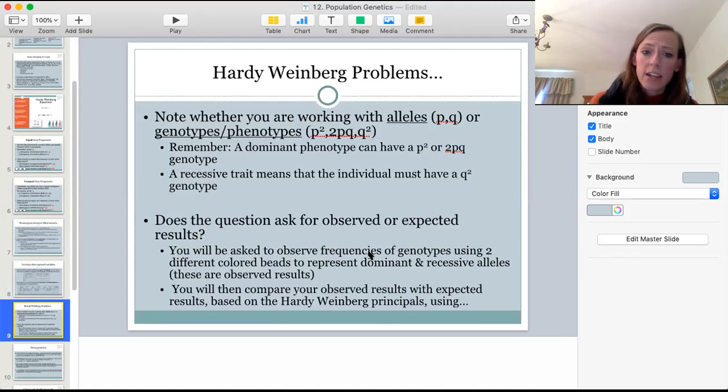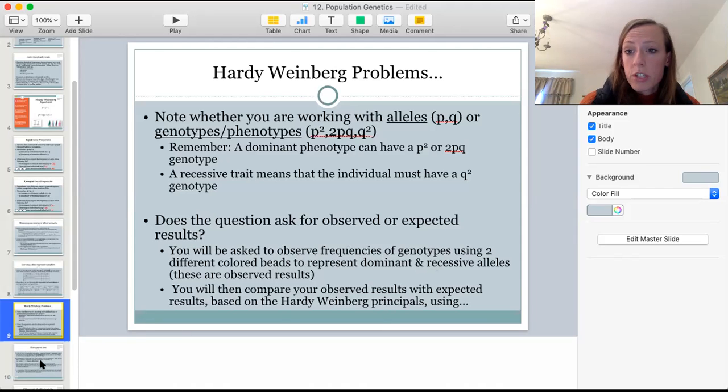All right, and lastly, just try to pay attention to whether or not the question asks for observed or expected results, okay? So whichever one you're working with at the time, you're gonna be asked to observe the frequencies using your beads, pulling out sets of 2, those are your observed results. Then you're comparing your observed results with the expected results, which we determined mathematically on the previous slide, okay?